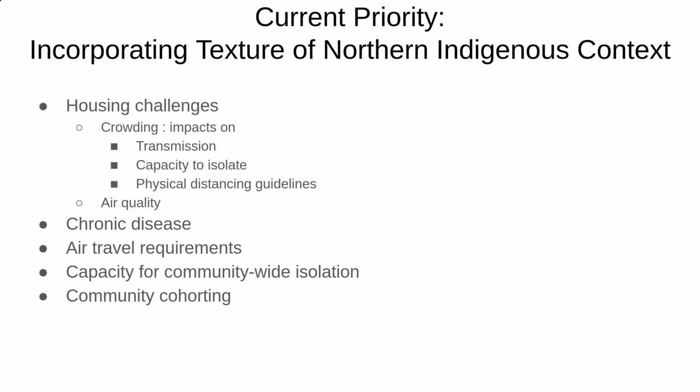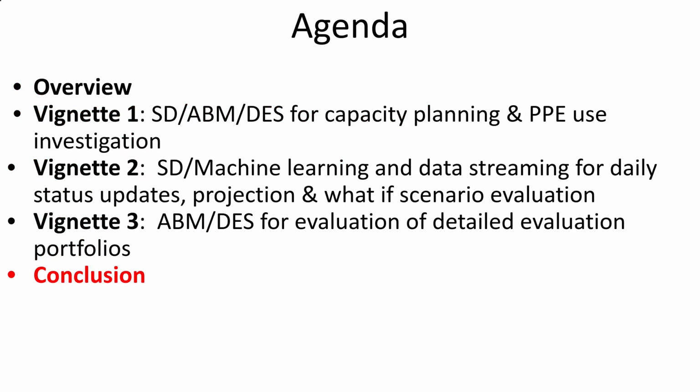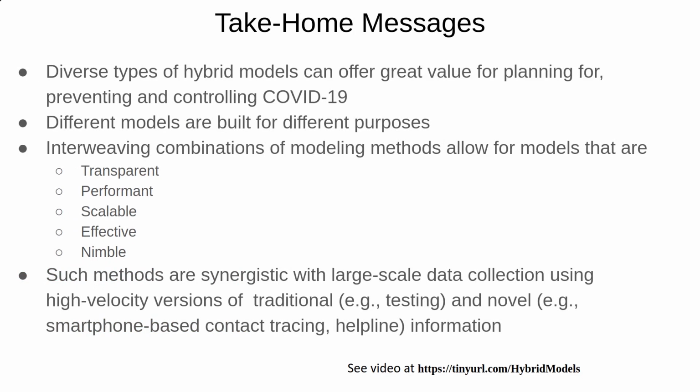For example, community-wide isolation may become possible for many remote communities, and community cohorting in a context of crowding seems particularly important. So hybrid modeling in this case has been used to secure many advantages. Comparative advantage of different methods in different areas, such as the exquisite ability of discrete event simulation to capture the resource requirements and the slowdowns associated with differential levels of resourcing, different analysis needs across different parts of the model, to allow the model to evolve in a nimble fashion and to speak with stakeholders, particularly through the use, for example, of GIS type methods.